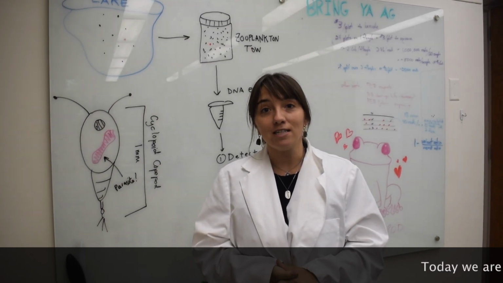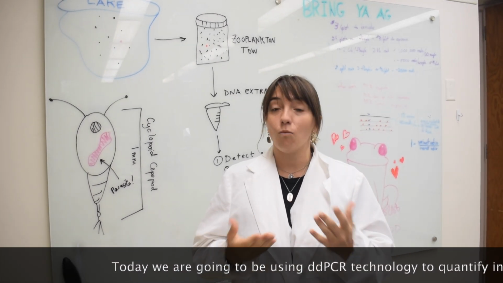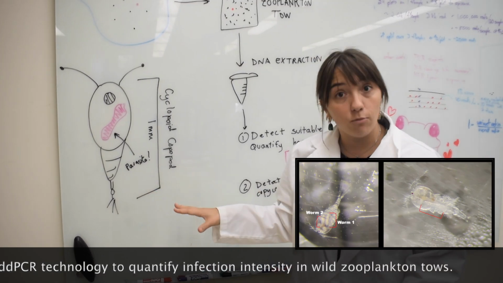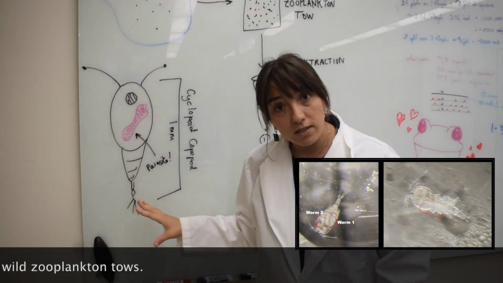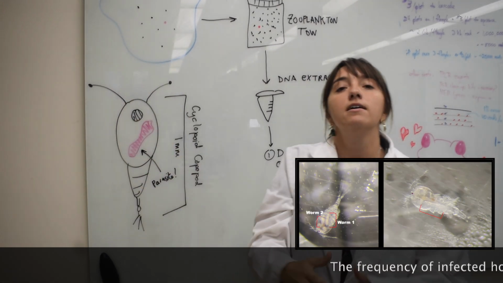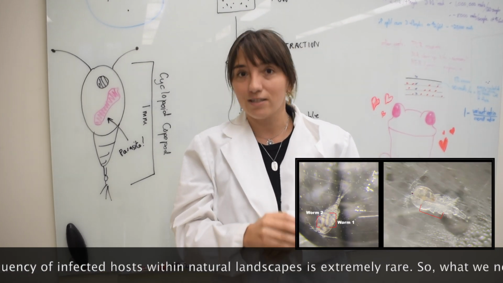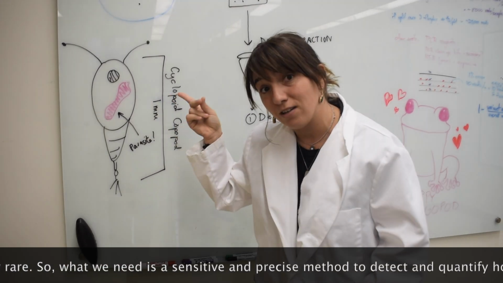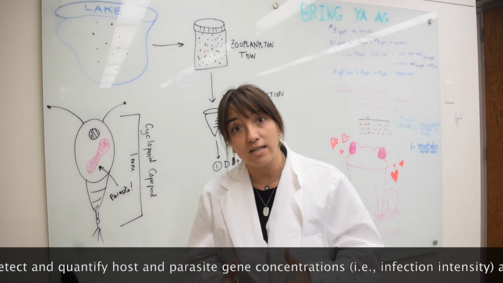Today we are going to be using ddPCR technology to quantify infection intensity in wild zooplankton hosts. We have the zooplankton hosts, specifically cyclopoid copepods, that ingest the parasite. The frequency of this occurrence is very rare within natural landscapes. So what we need is a super fine, super sensitive technology to be able to detect the presence of parasites within the hosts.